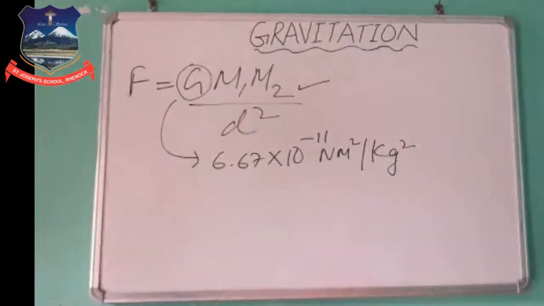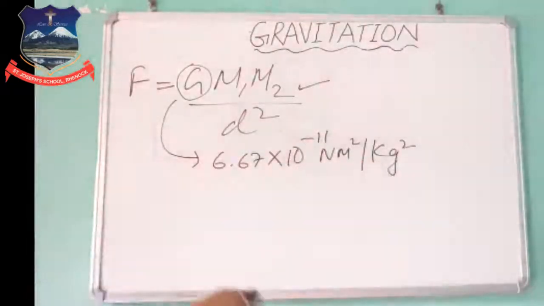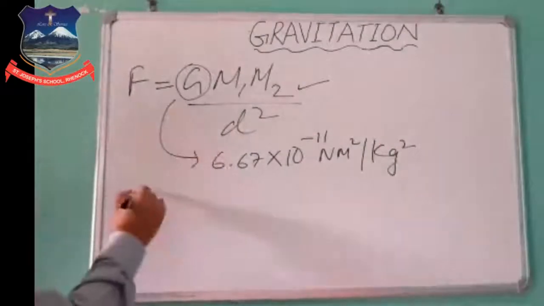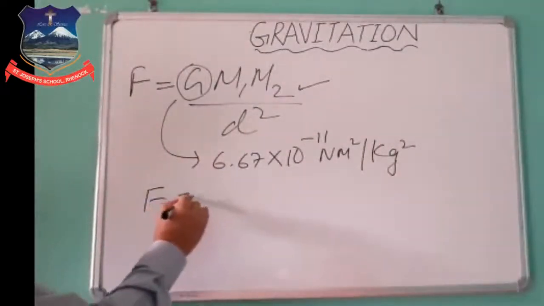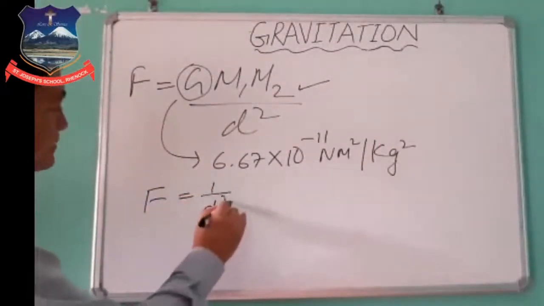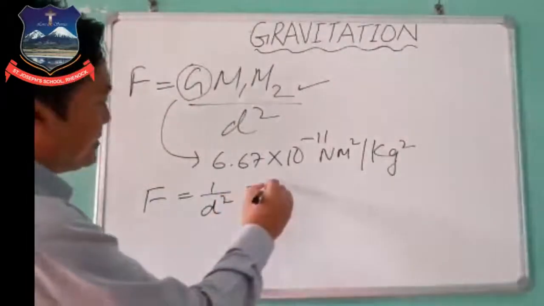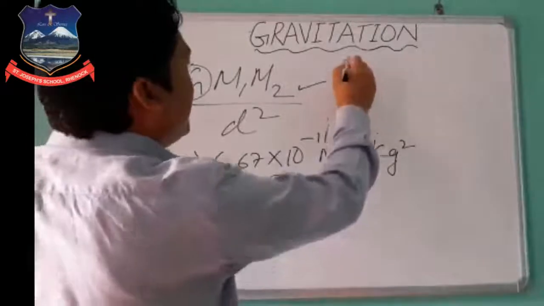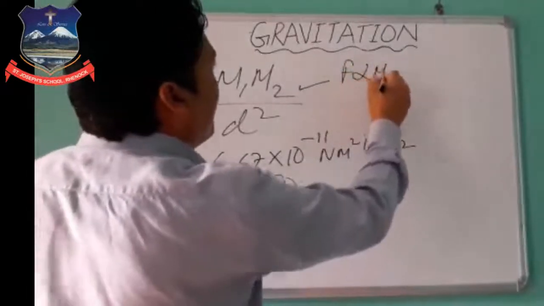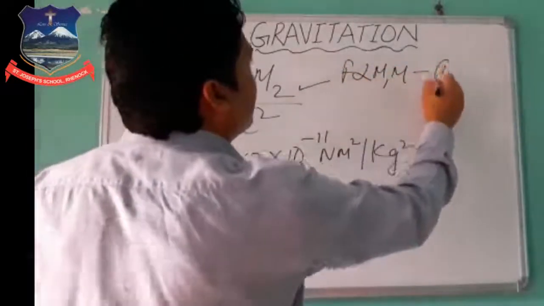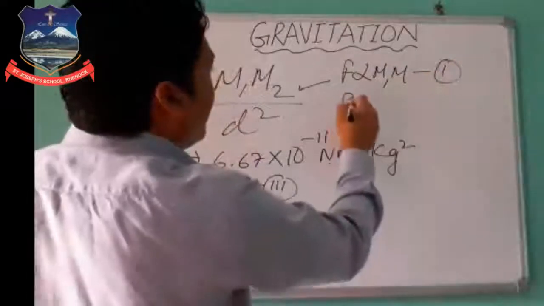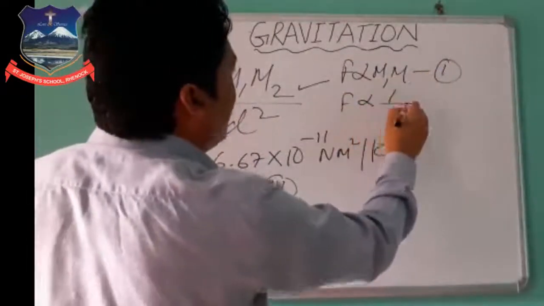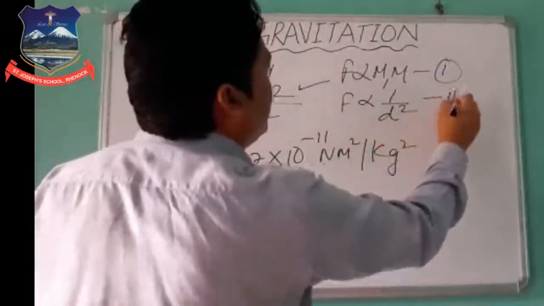Now let us come to how the force changes as the distance increases or decreases. Now you know that F is proportional to 1 upon d square. Make this equation 3, because equation 1 we have already made: F is proportional to m1 and m2, which you have done earlier. Then F is inversely proportional to 1 upon d square, that is equation 2.